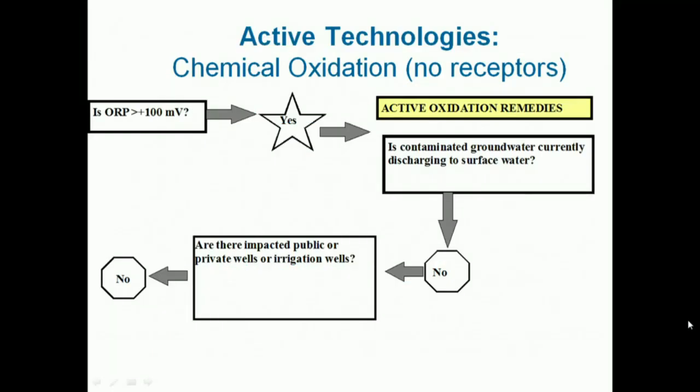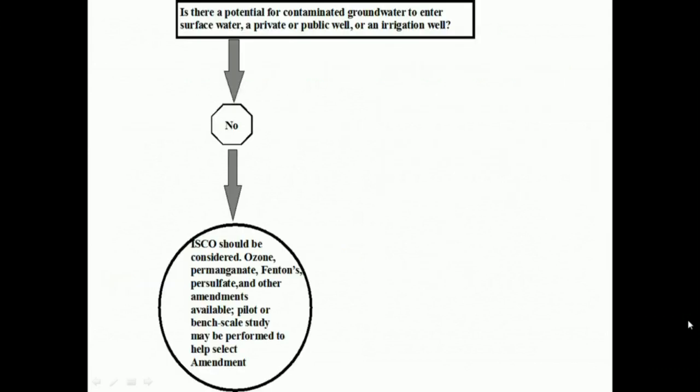This should be on page 10. It shows the same questions I just talked about. It's just in a diagram. ORP greater than 100, yes. Is contaminated groundwater currently discharging to surface water? No. Are there impacted public or private wells or irrigation wells? No. Is there a potential for contaminated groundwater to enter surface water, a private or public well, or an irrigation well? No. In that case, you can look at any amendment, and that's what the decision tree is going to show you. Ozone, permanganate, Fenton's, persulfate, any other oxidant type amendment would be acceptable.